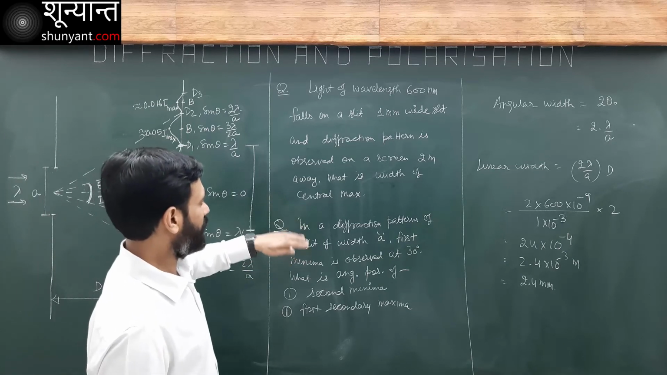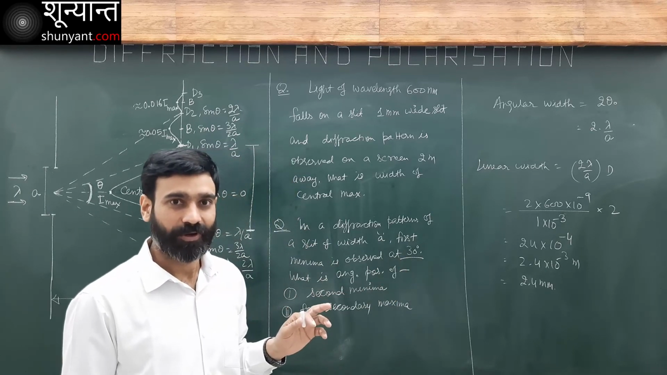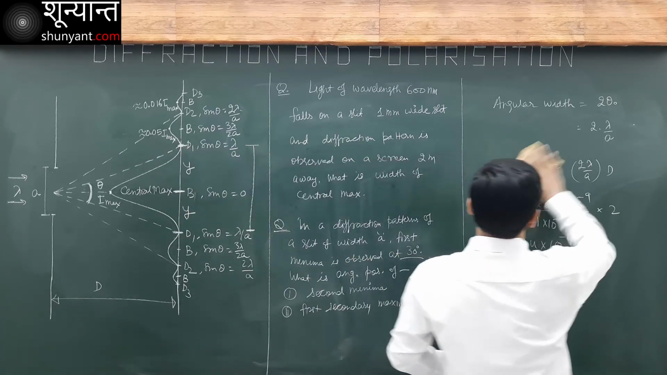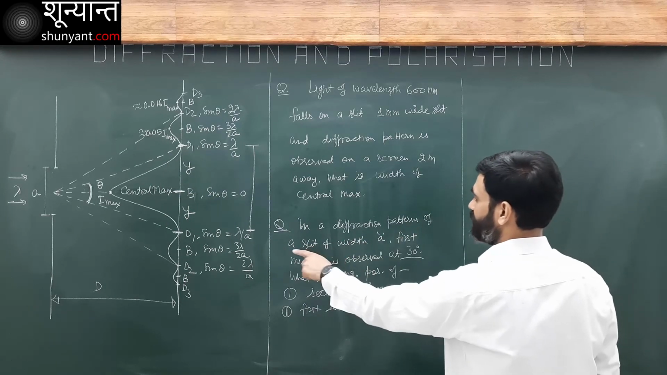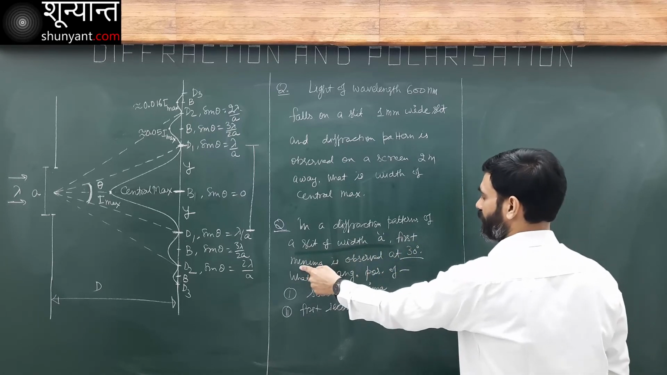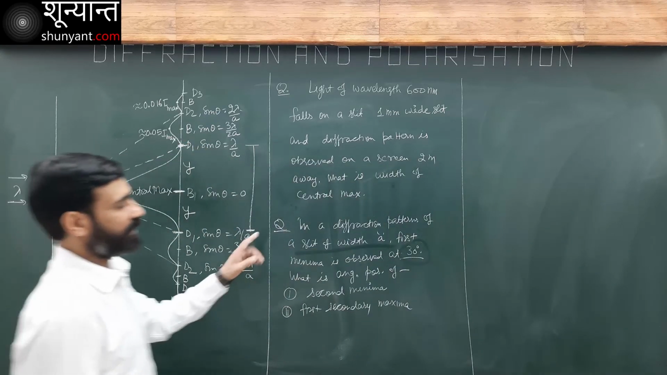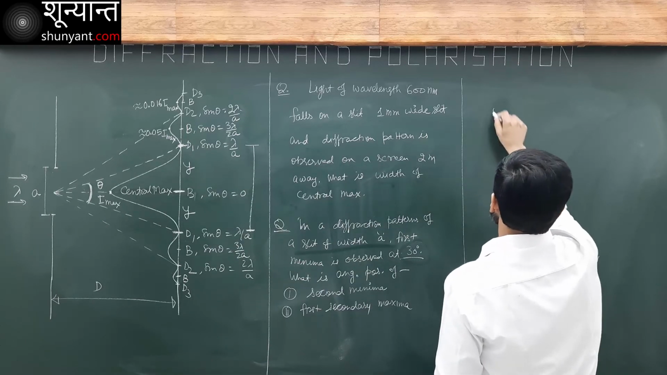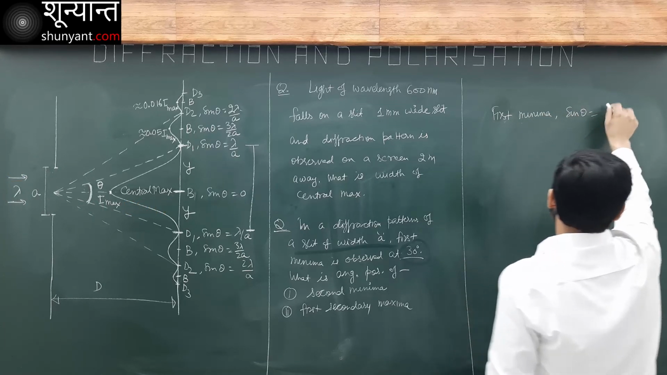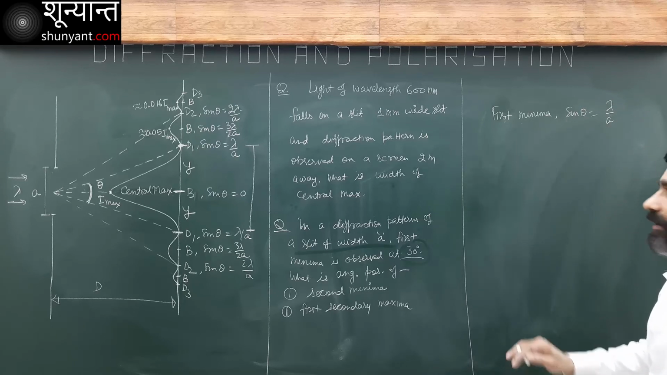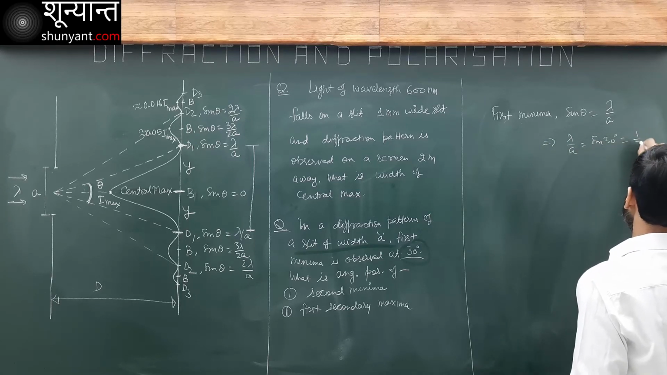Now second one. In a diffraction pattern of a slit, now this angle is not small, so we cannot use approximation. Now what it says is this: in a diffraction pattern of a slit of width a, first minima is observed at 30 degree. That means this position here. This is first minima, that means sin theta is lambda over a. That means lambda over a is equal to sin 30, which is half.